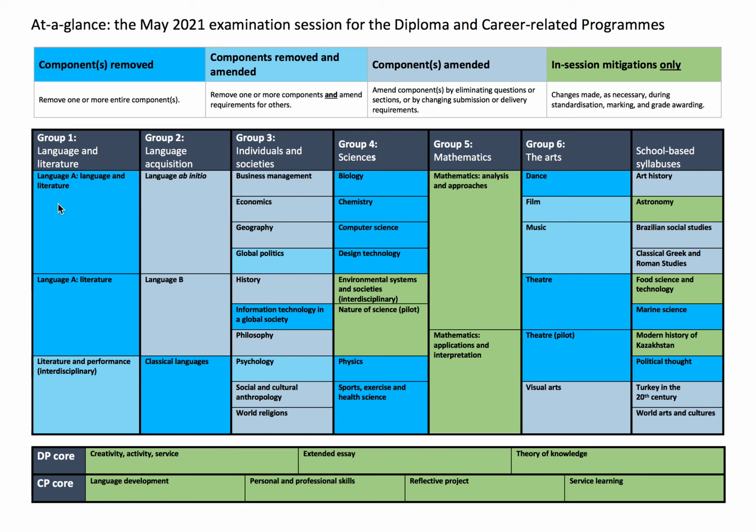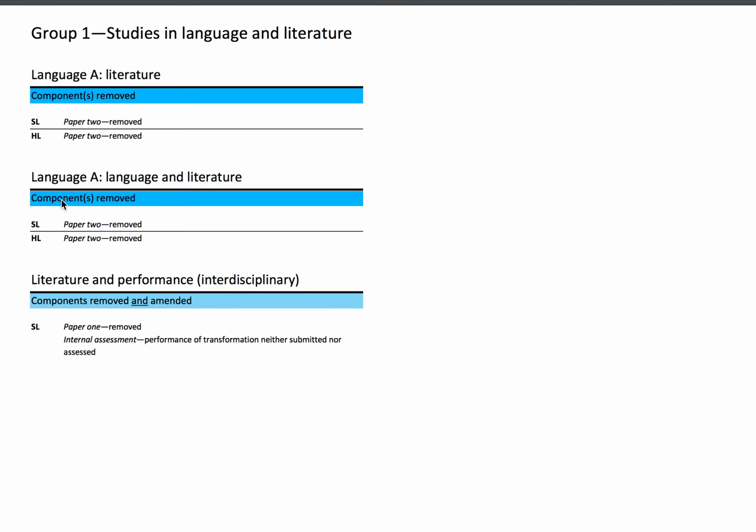So let's go from Group 1. As you know, Group 1 is focused on languages. In Hong Kong, where our center is located, usually they take English A, language and lit, or just Eng-Lit. If we scroll down and look at Group 1, you can see they removed the paper 2, so you will see that the workload actually diminishes a lot.